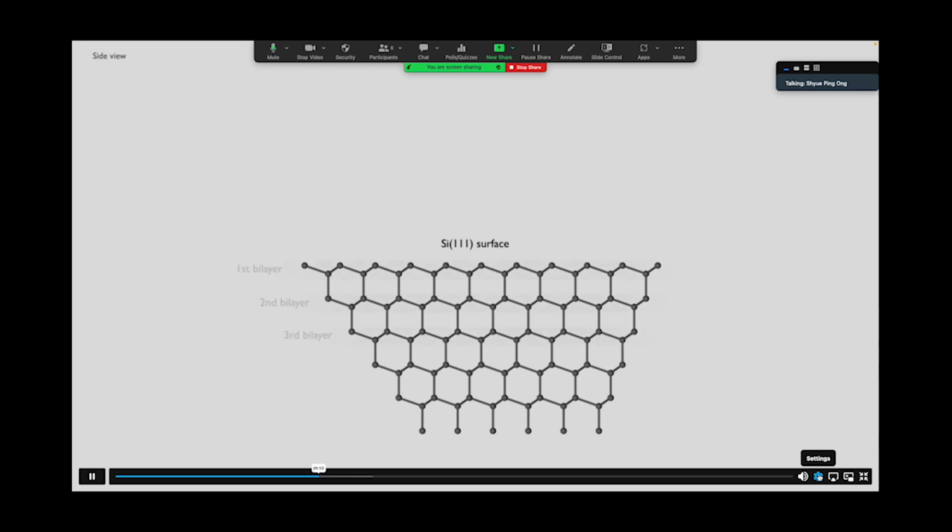So this is just what you get from directly cutting the silicon 111 surface.